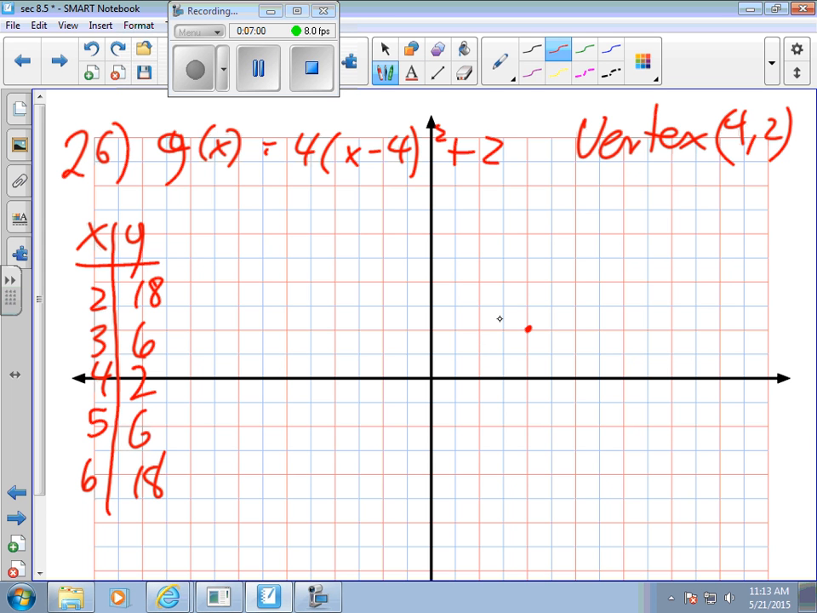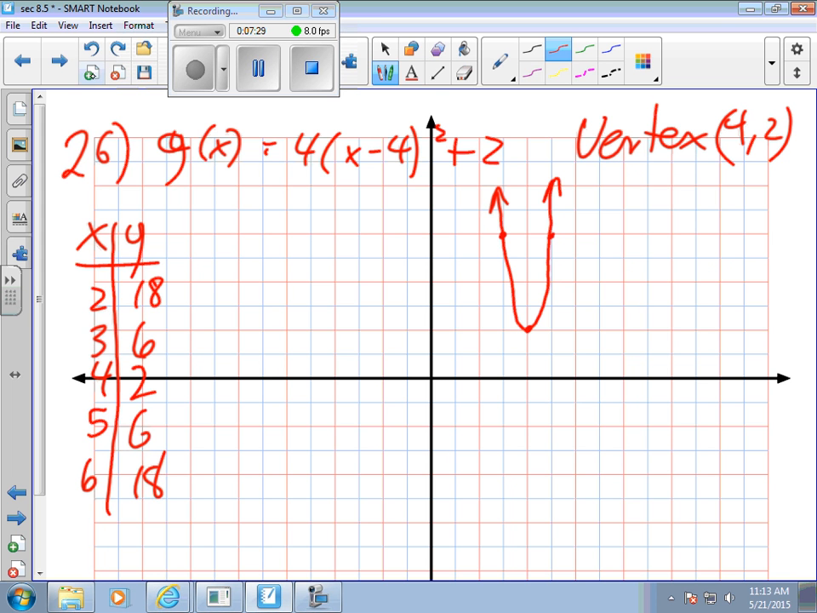(3, 6) puts me there. And (2, 18), going 2, 4, 6, 8, 10, is too big. I can't fit that one on the graph, so I'm not going to graph it. But (5, 6) I can put on there, is right there. And does it come as a surprise that it's a little bit narrower because of the big number out front? You're going to have a narrow parabola.